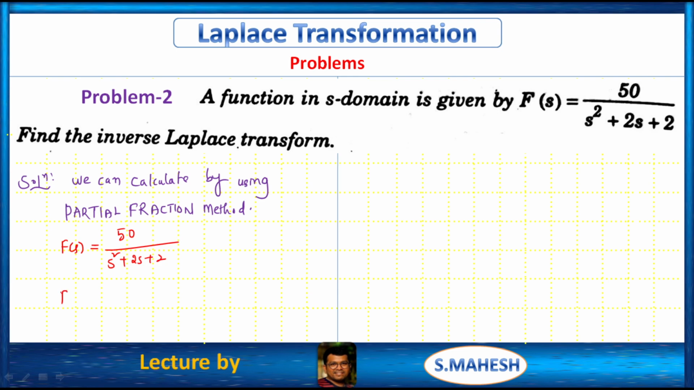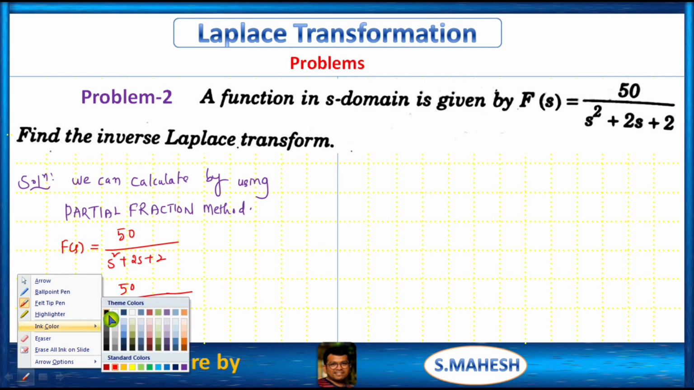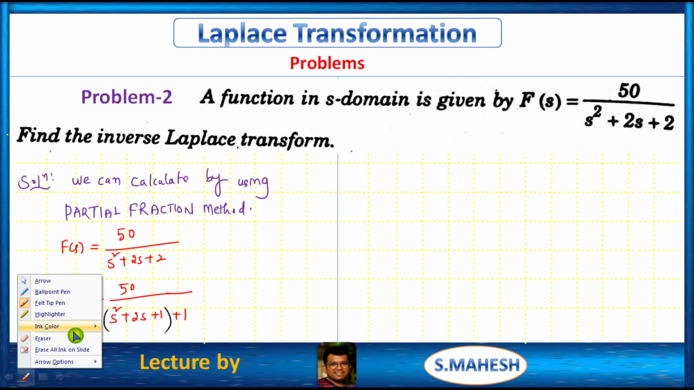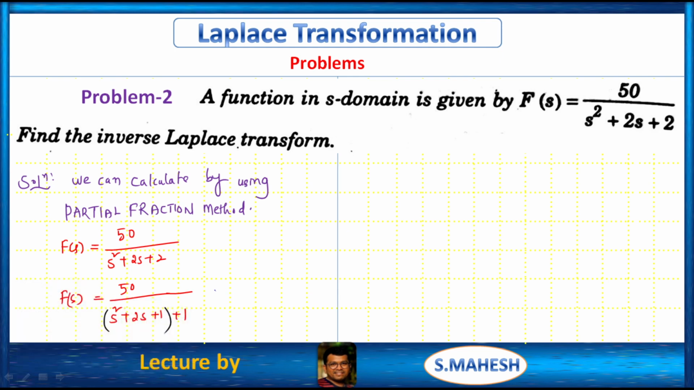Now F of s is nothing but, can I write s square plus 2s plus 1 plus 1. Obviously we can provide it like this. So s square plus 2s plus 1 is nothing but what? s plus 1 whole square, right? Which gives 50 by (s plus 1 whole square plus 1). So F of s is 50 into 1 by (s plus 1 whole square plus 1).